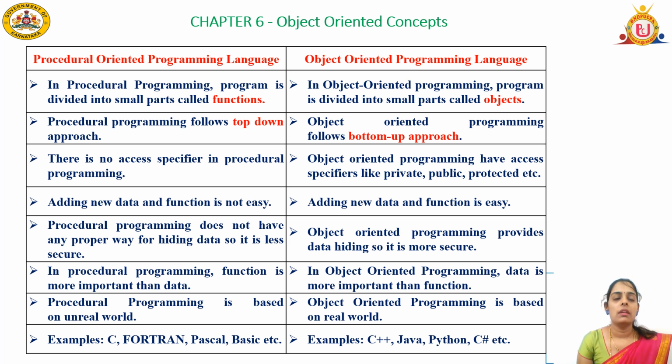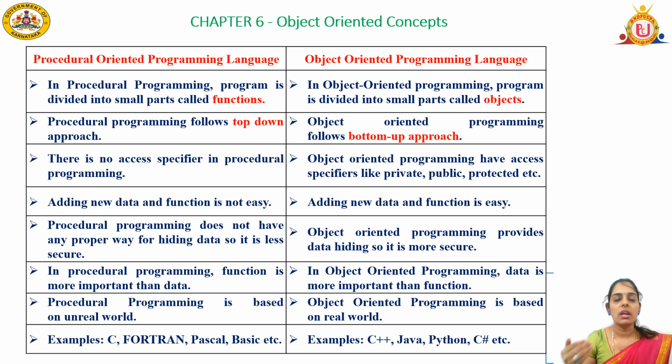Next, in procedure-oriented programming, there are no access specifiers available. Whereas in object-oriented programming, if I want to provide certain security to the given data, it can be provided with the help of the three access specifiers: private, public, and protected. Next, adding new data and functions is not easy in POP, whereas it is very easy to add new data as well as functions in object-oriented programming.